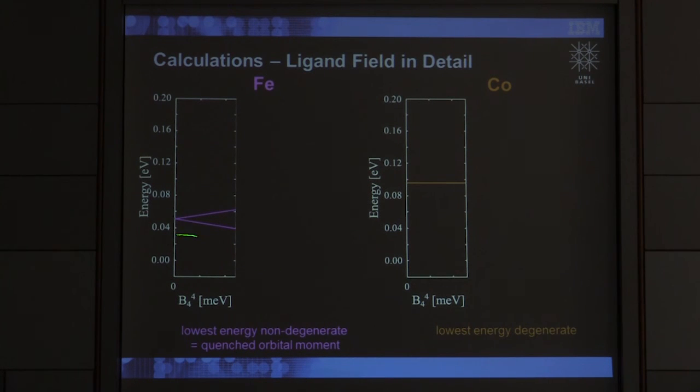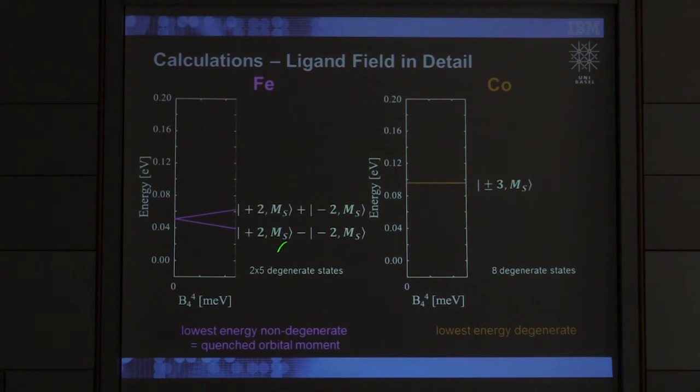So zoom in onto that. This splitting of the lowest states for iron basically means that we have equal mixtures of ML plus minus 2 states. And both of these are 5-fold degenerate states, while for the cobalt, we have still degenerate orbital states, so an 8-fold degenerate lowest energy state. And in terms of the LZ expectation value, this means that here, after including that cubic field, the orbital moment for the iron is fully quenched, but for cobalt, it still remains the full plus minus 3 orbital moment.